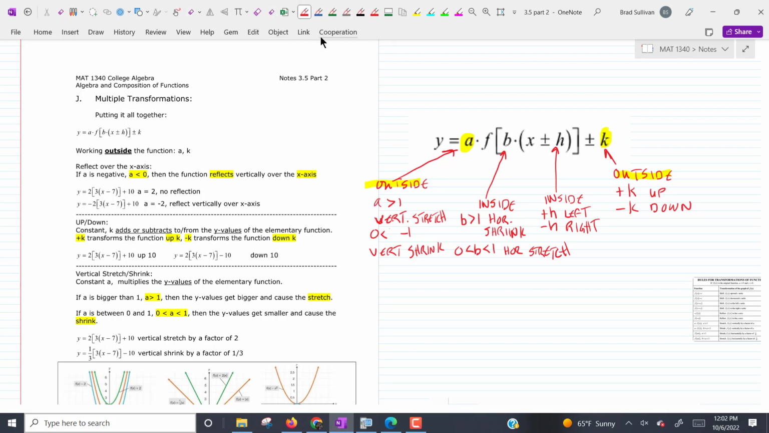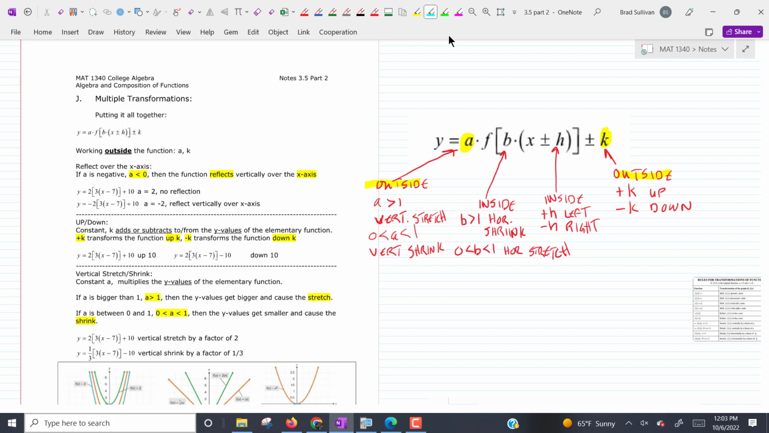Okay, you want to get real clear in your mind how these things work, as we'll summarize these things. So plus K, up or down. Plus K is up, minus K is down. If A is bigger than 1, you vertically stretch. If A is between 0 and 1, you vertically shrink. That's what those numbers do.